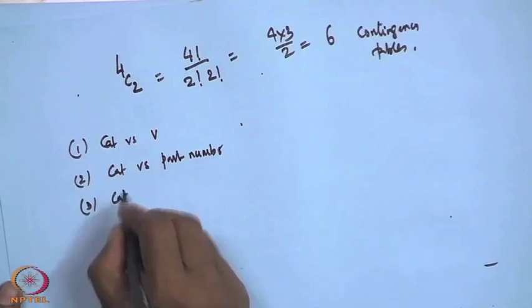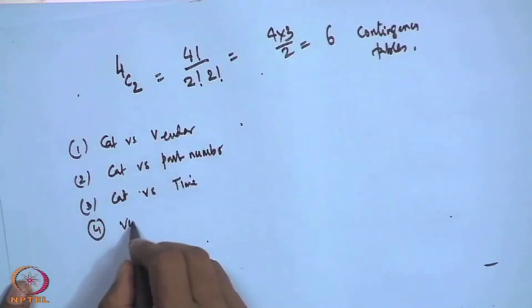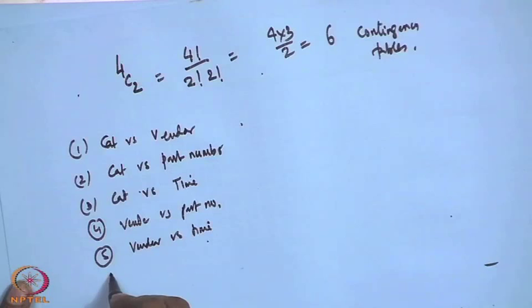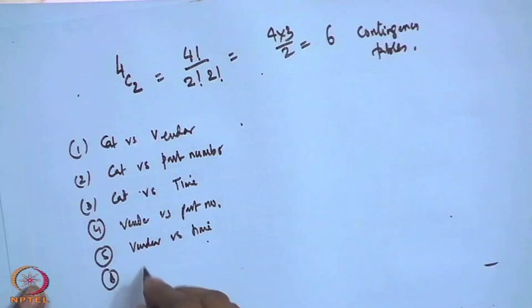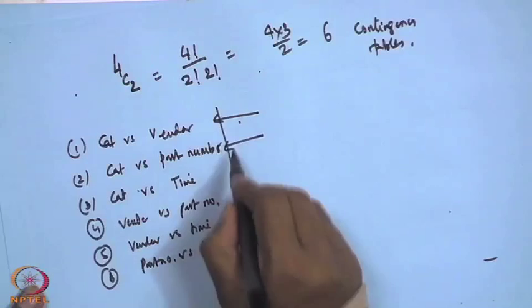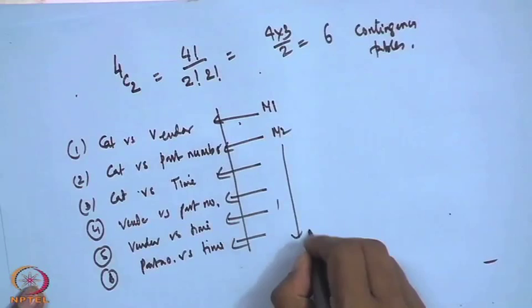Then category of defect versus time, then vendor versus part number, then vendor versus time, and the sixth one is part number versus time. So, 6 tables. Now, 6 simple correspondence analyses can be done. So, we can say this is M1, M2, and so on, up to M6, model 6. M stands for model.